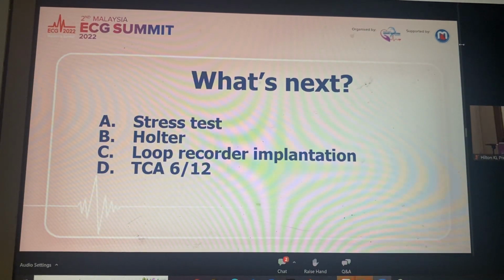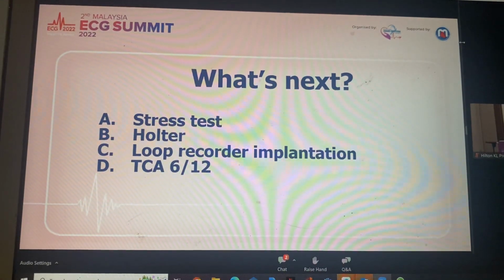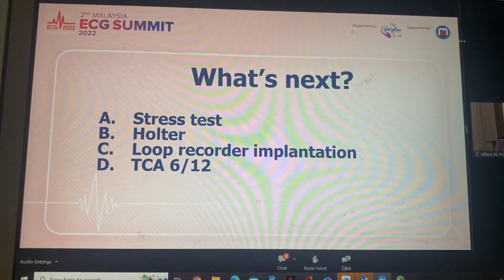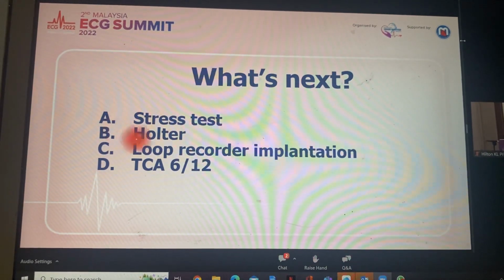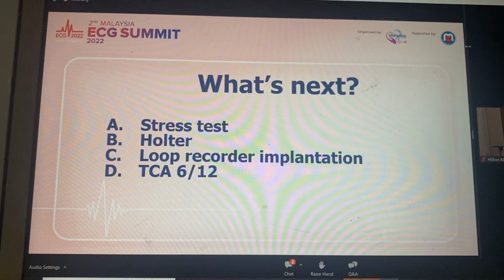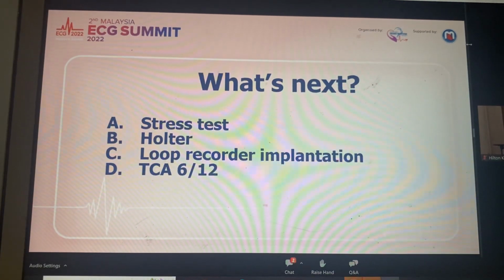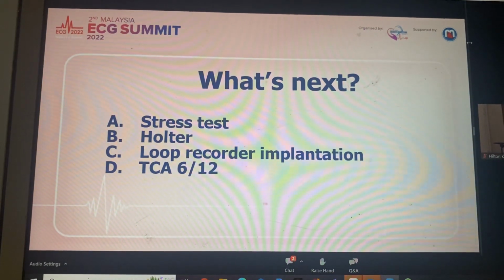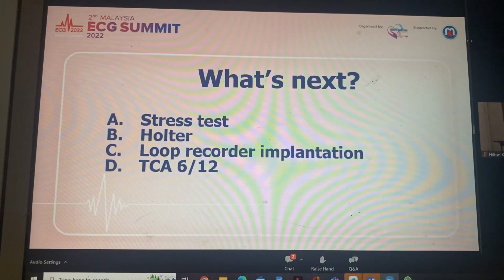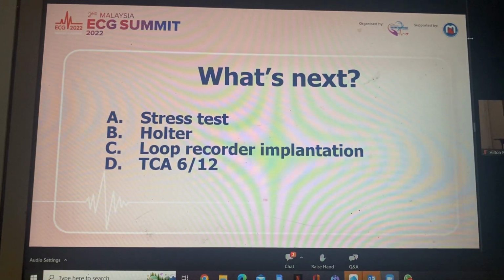You have a 28-year-old police officer with asymptomatic sinus bradycardia. Do you want to proceed with a stress test, or do the Holter, or do you want to go more invasive? Do you want to do a loop recorder for longer telemetry monitoring, or you can advise reassurance, TCA 6 months, and then do nothing?